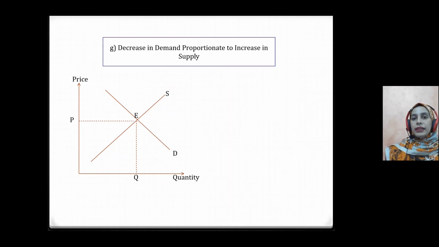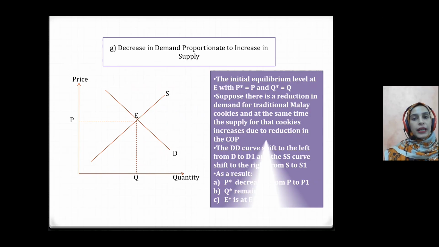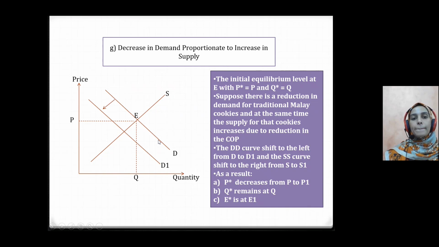So this is decrease in demand proportionate to increase in supply. Suppose there is reduction in the demand for traditional Malay cookies. So when demand decreases, the demand curve shifts to the left from D to D1. And at the same time, the supply for the cookies increases because of the reduction in the cost. So the supply curve shift to the right from S to S1. So there is new intersection at S1 and D. So what we can conclude is that the price decreases from P to P1, but the quantity remain unchanged.